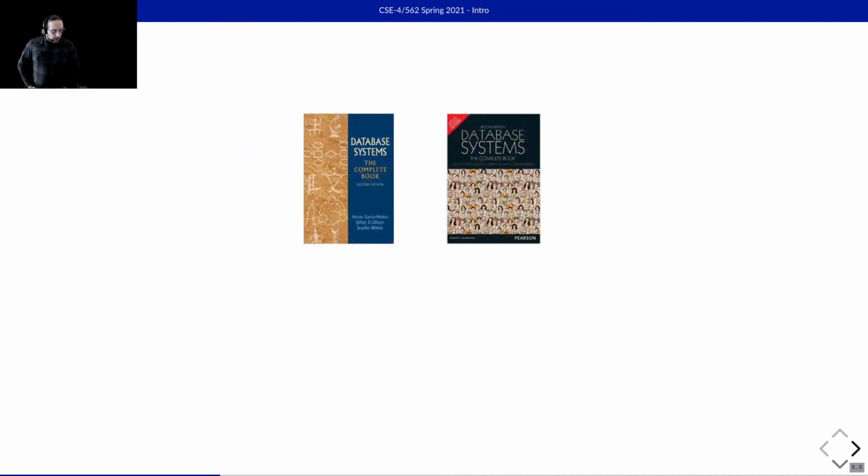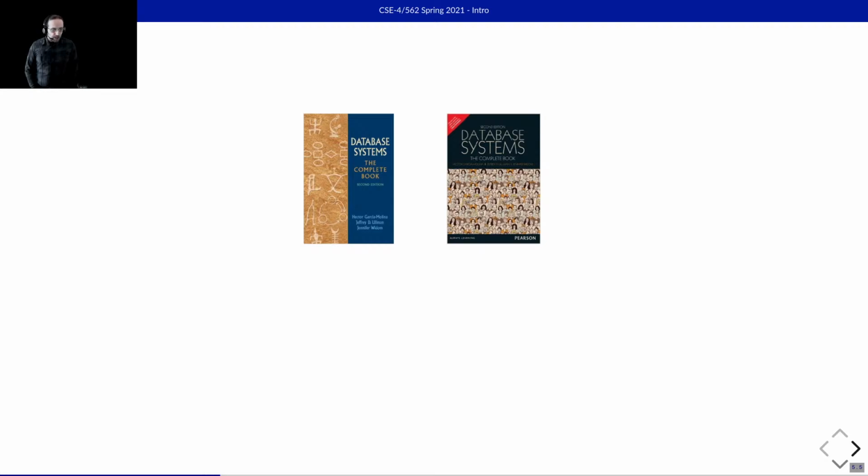Okay, in terms of course textbook, I will not be requiring any official course textbook this semester. However, there is a fantastic book that is an amazing reference for this class called Database Systems: The Complete Book by Garcia-Molina, Ullman, and Widom. And it comes in two versions. There's the official version, and then there's another version that you can sometimes find on major online resellers that is officially licensed for use in the Indian subcontinent.